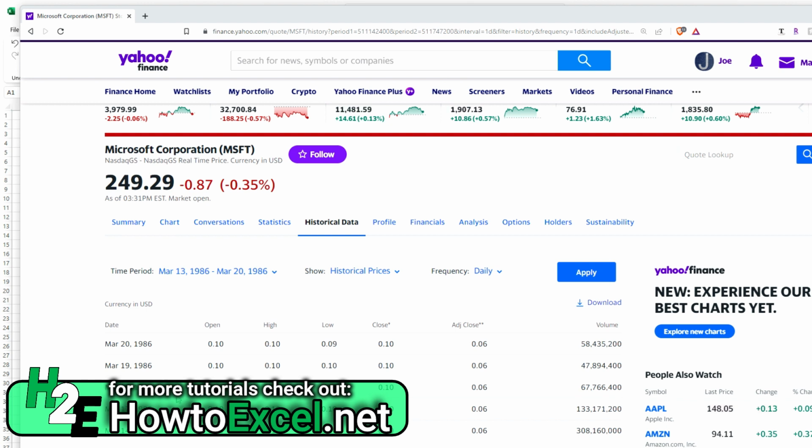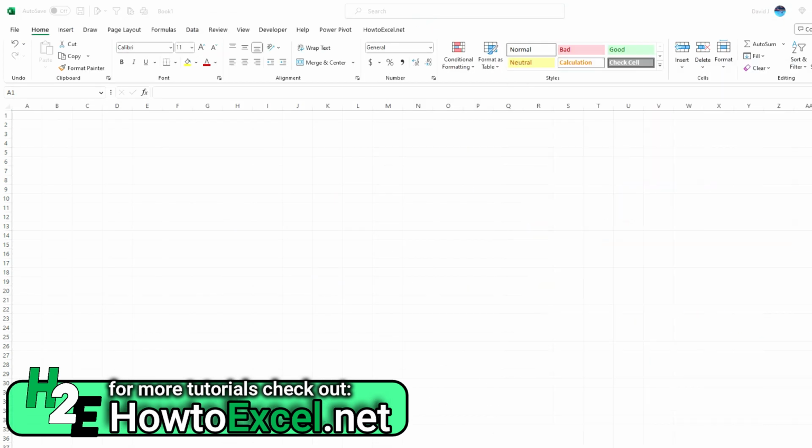price shows 10 cents. But you'll notice it says adjusted for splits. The closing price is adjusted for splits. So it really wasn't 10 cents. So what if you want to work backwards and see what Microsoft's stock price actually was back then? So I'm going to show you how we can do that.